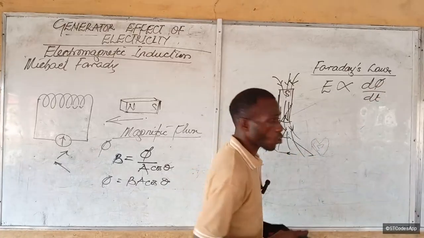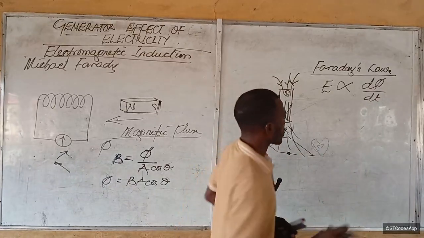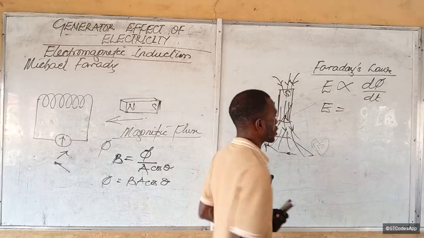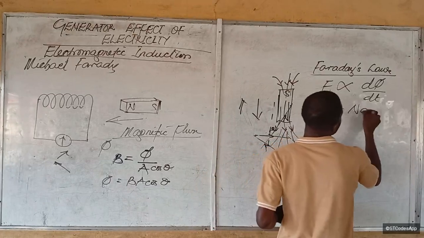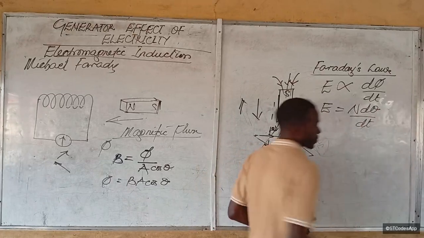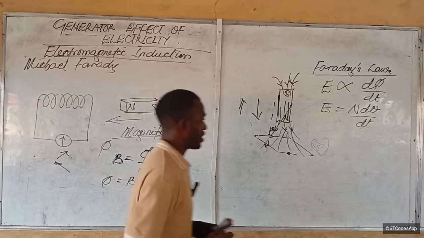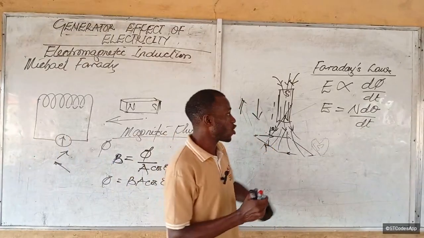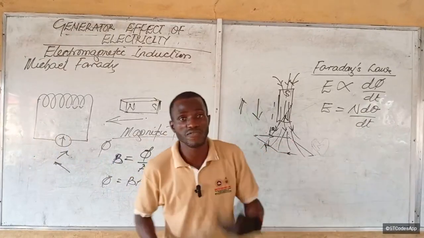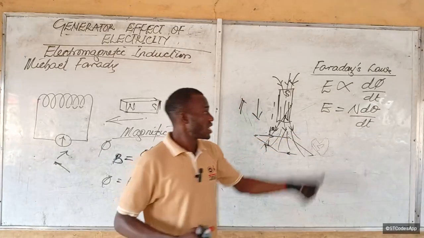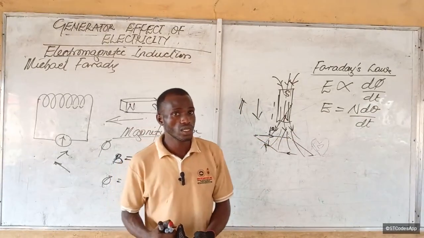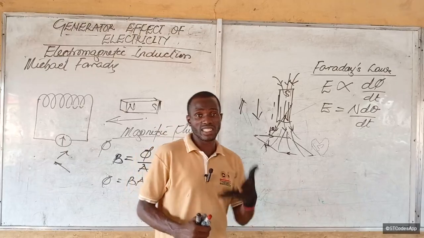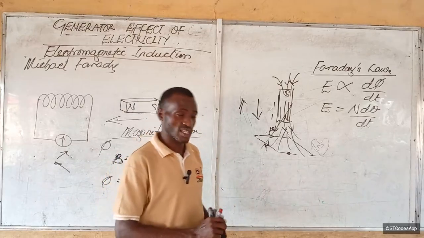d phi dt. And you know that d phi refers to the number of magnetic field lines cutting through it, right? So that becomes N d phi dt. Does this make sense now? N d phi dt. Okay? Now, what that means is that the lower the magnetic flux, the lower the EMF induced. The higher the magnetic flux, the higher the EMF induced. Is that okay?